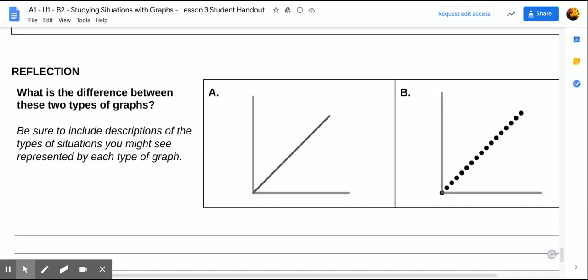Your exit ticket or your reflection. What is the difference between these 2 types of graphs? Be sure to include descriptions of the types of situations or stories you might see represented by each type of graph.